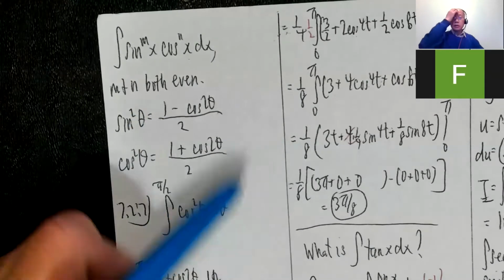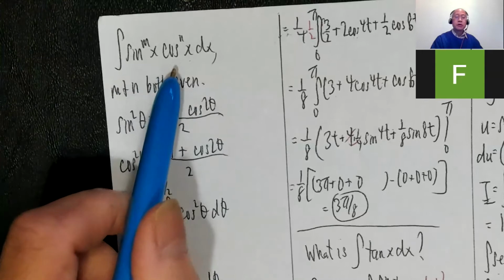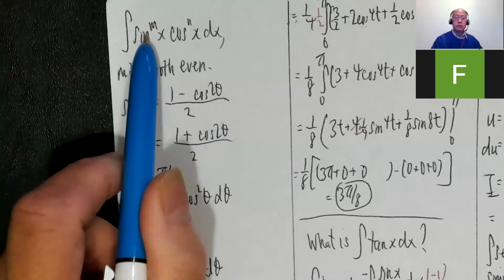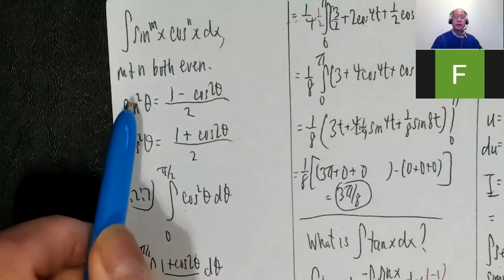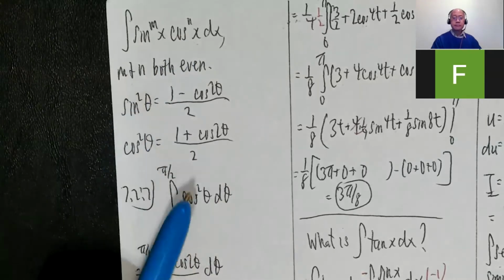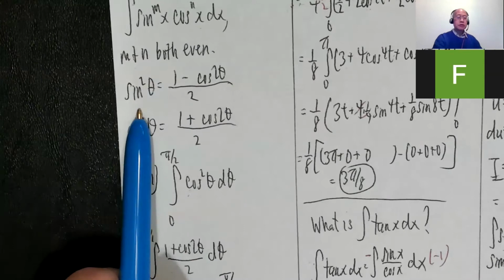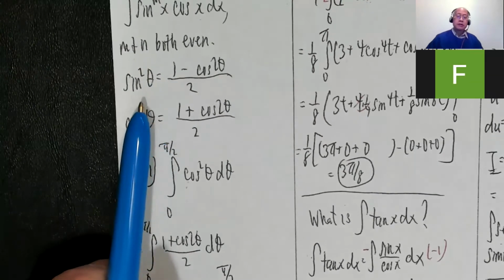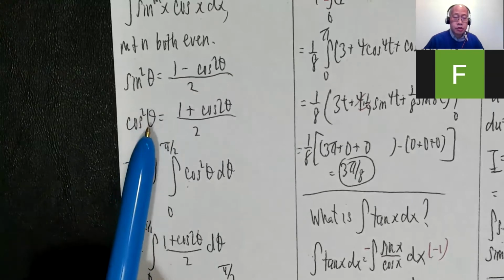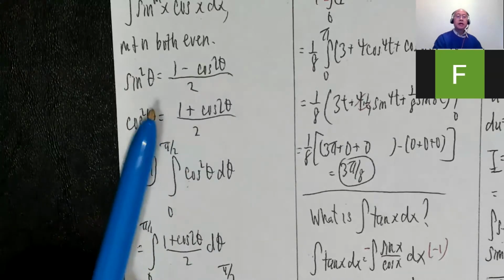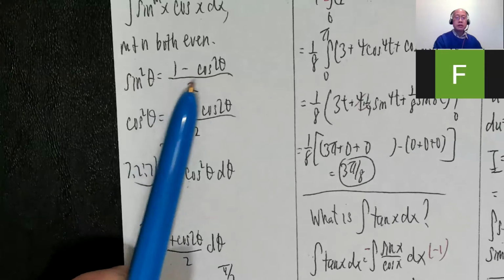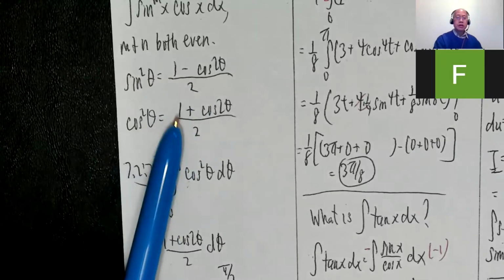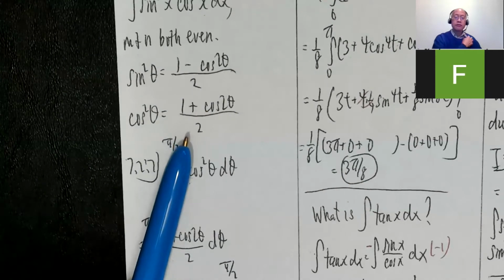Okay, that doesn't work if m and n are both even. You don't have that extra cosine or sine to pull out. So what happens in that case? So suppose this is a 4 and this is a 2, or they're both 2s or whatnot. Okay, then you have to use some trig identities. All right, so these are the two identities you want to use. Put these on your cheat sheet. You may remember these or variations of them from trig. Okay, sine squared of theta is equal to 1 minus cosine 2 theta over 2. Cosine squared of theta is 1 plus cosine 2 theta over 2.